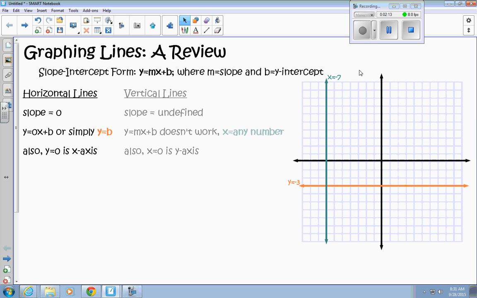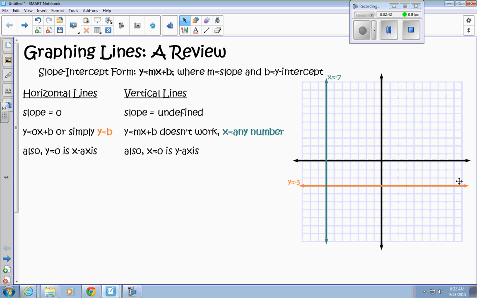Whereas with a vertical line, which we already see here, is basically the opposite of that. So instead of y equals a number, it's going to be x equals any number, or your x-intercept. So to draw in a vertical line, you just put a point at your x-axis and then draw a vertical line.